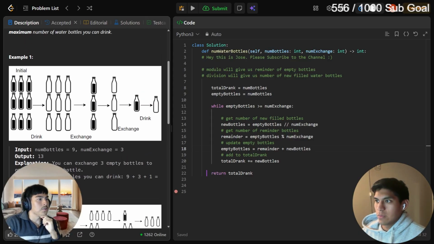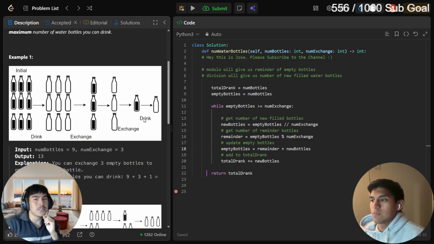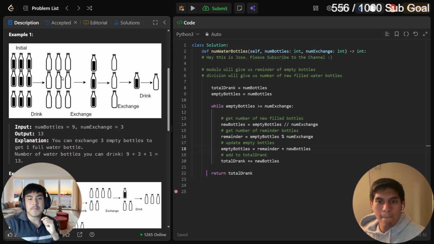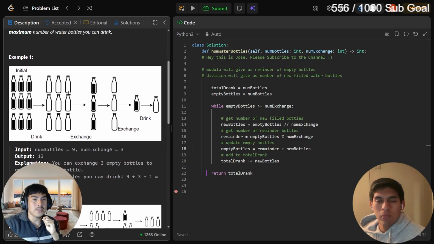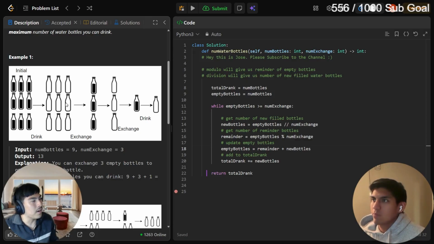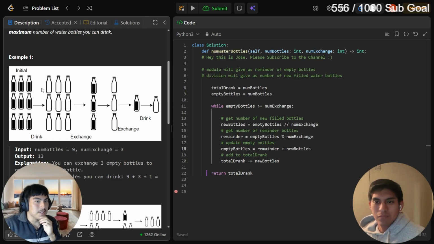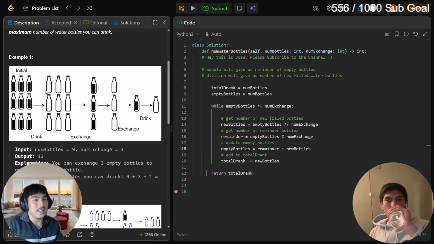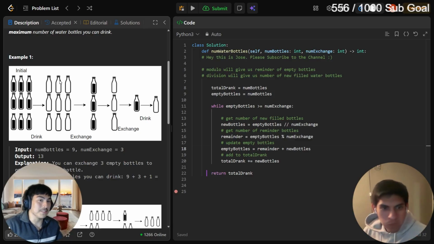So to go into a little bit more on our initial approaches, you could see, based on the visuals, you could sort of divide the things. So when understanding the problem, I basically looked at it visually like, okay, you're gonna have an initial 9 bottles that are filled, and you're gonna drink them all. So now you have 9 empty bottles, right?